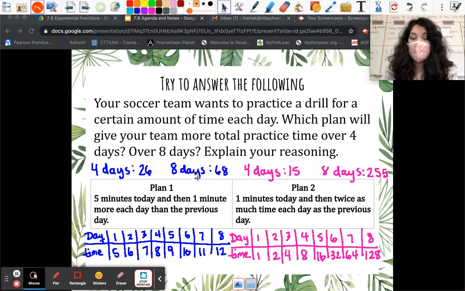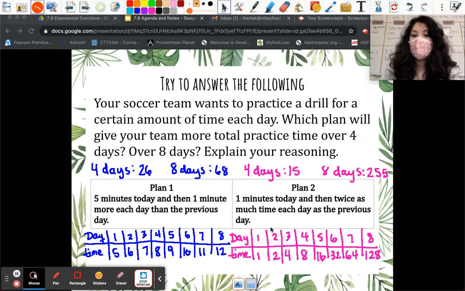Again, I just made a table of values where we've got our days and our time. So for plan one, we're starting with 5 minutes and then just adding one additional minute for each and every day. To get your total practice time, you're going to add all of this time up. So for 4 days, you're going to practice for a total of 26 minutes. Over 8 days, and you add up all of this, you'll get a total of 68.